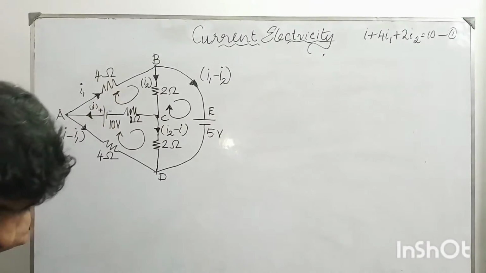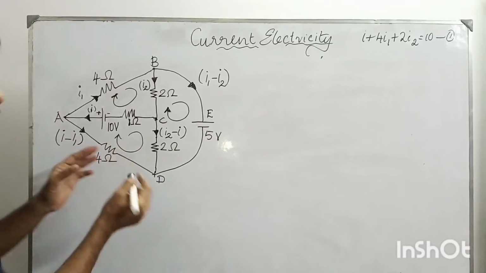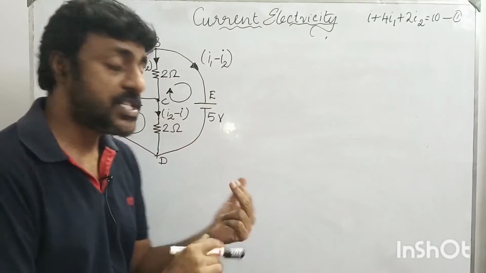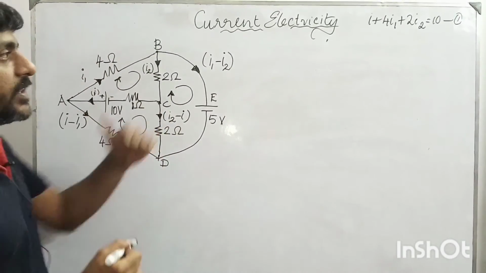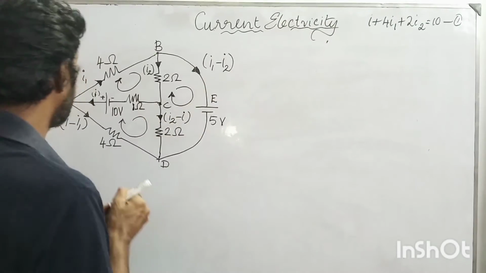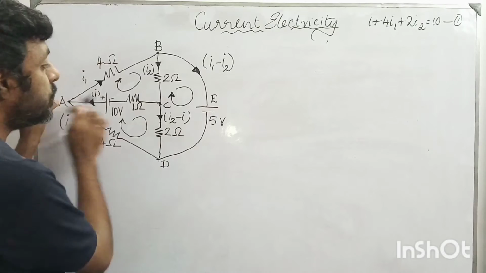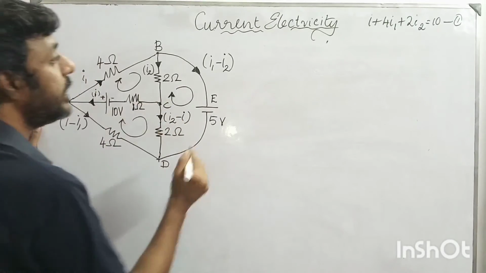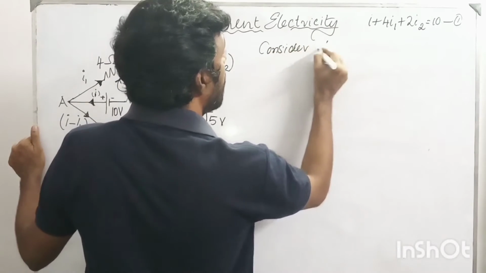Now our duty is to find another equation. We are going to frame another equation using this closed loop, similarly to the one which we did before while forming equation 1. So the loop that needs to be taken into consideration is ACDA, right? Consider ACDA.